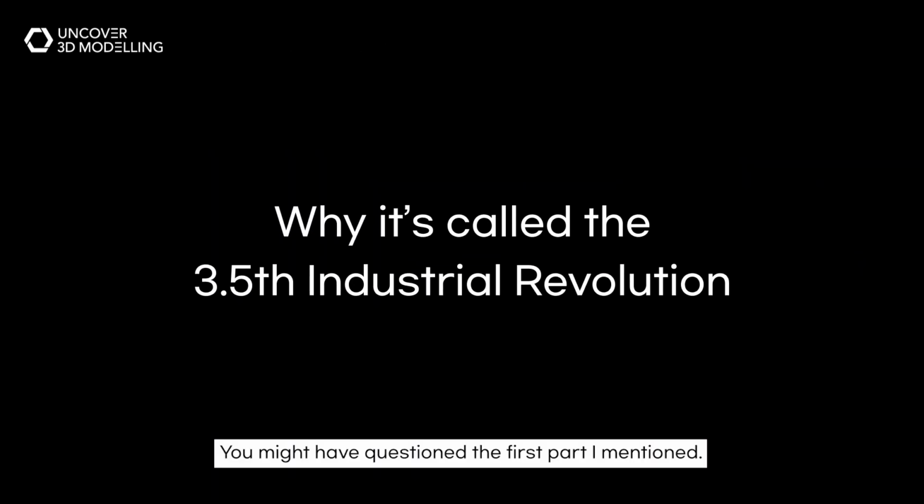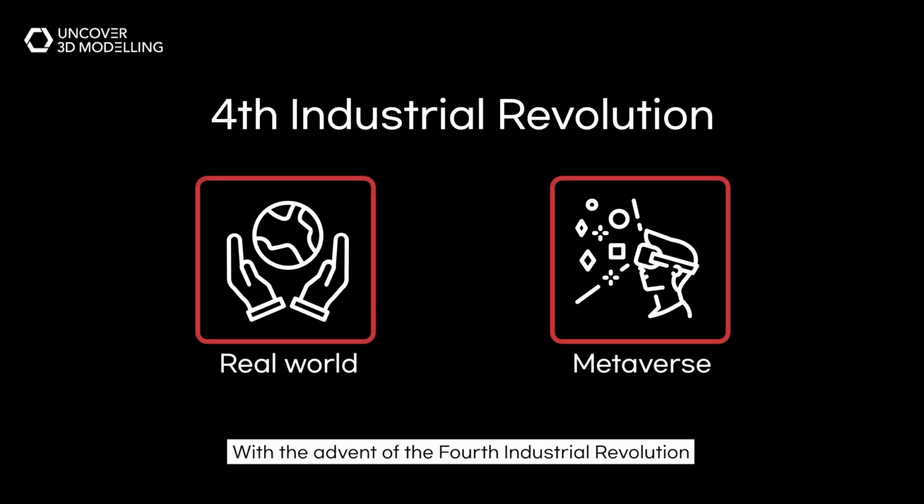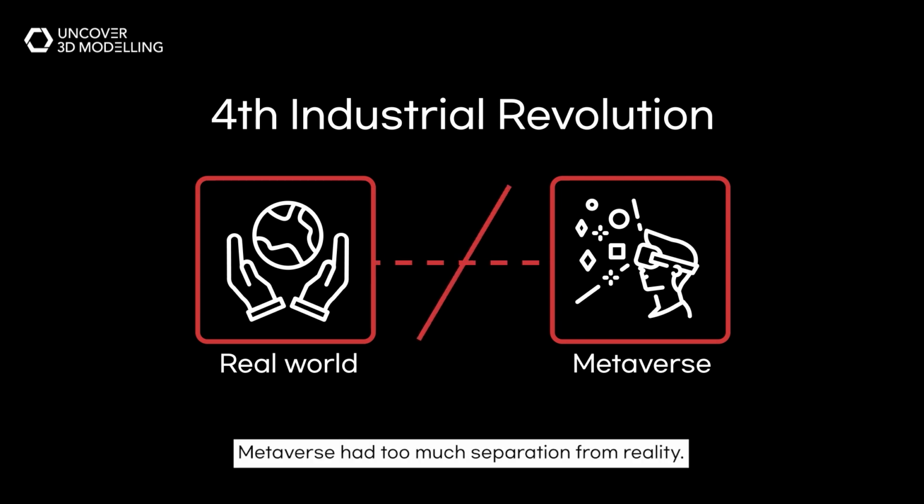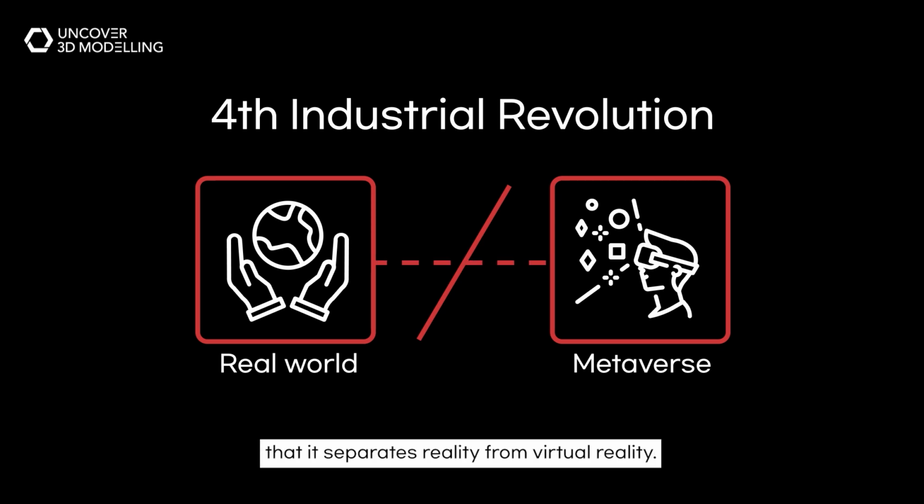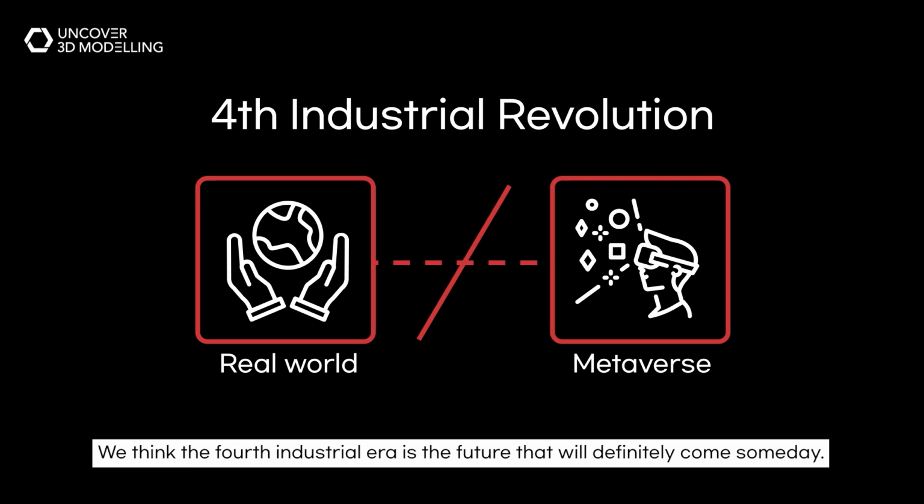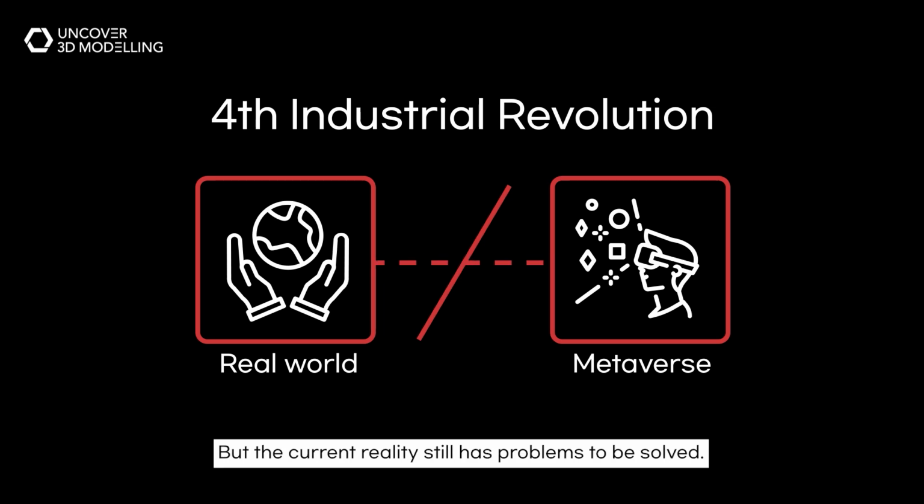You might have questioned the first part I mentioned. Why is this called the 3.5 Industrial Revolution? With the advent of the fourth industrial revolution, new technologies such as the metaverse developed. But it was hard to realize. The metaverse had too much separation from reality. We think this problem is because the technology has developed so fast that it separates reality from virtual reality. We think the fourth industrial era is a future that will definitely come someday. But the current reality still has problems to be solved.